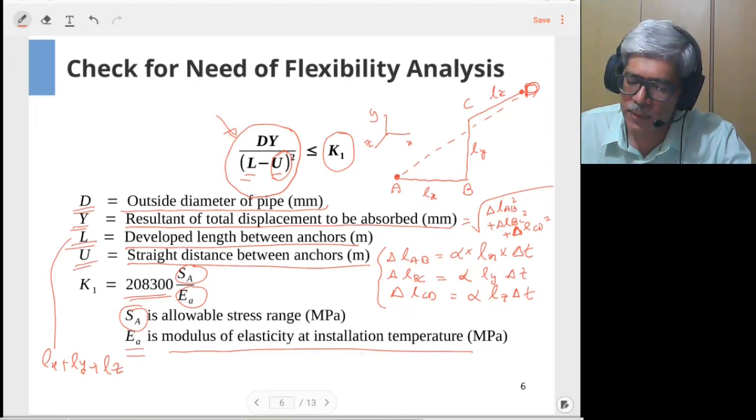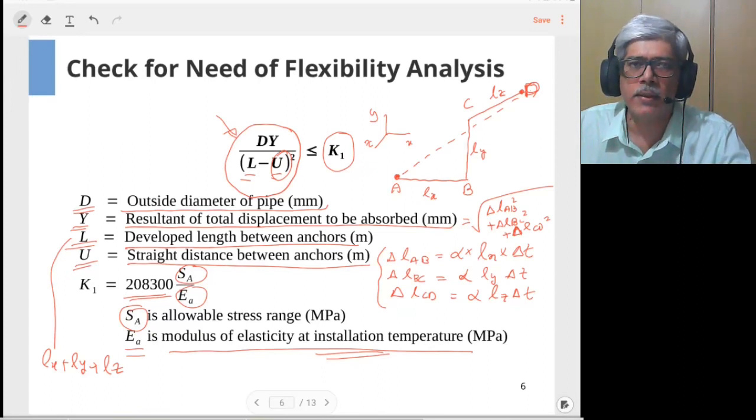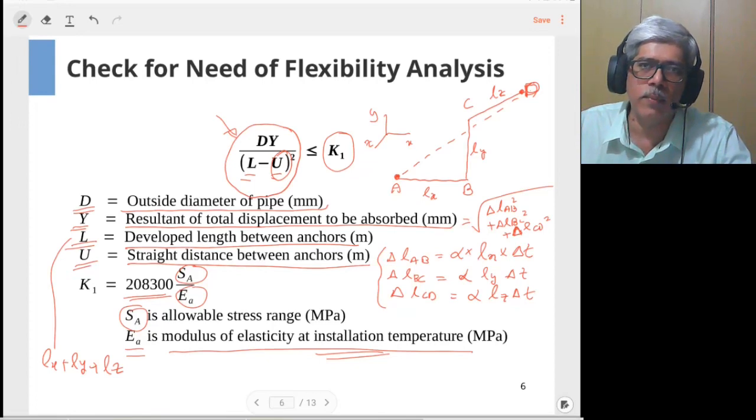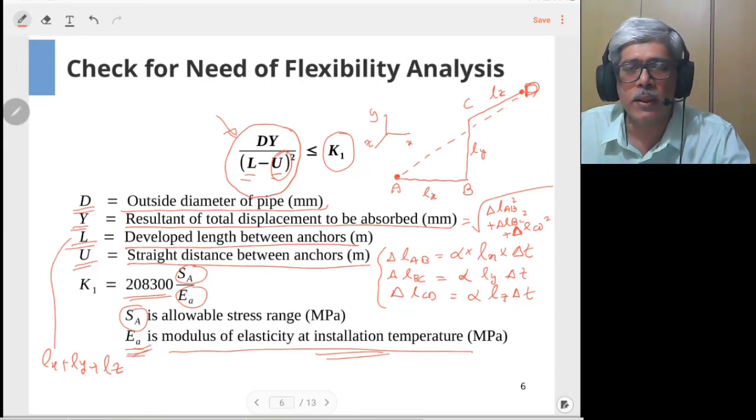The reason for this is if you consider that the piping is at the coldest condition, that is at the installation temperature, the E value will be highest. As the temperature increases, the E value decreases. So it will be more stiff at the room temperature condition. So by considering E corresponding to the coldest condition, we are making this particular equation more conservative.